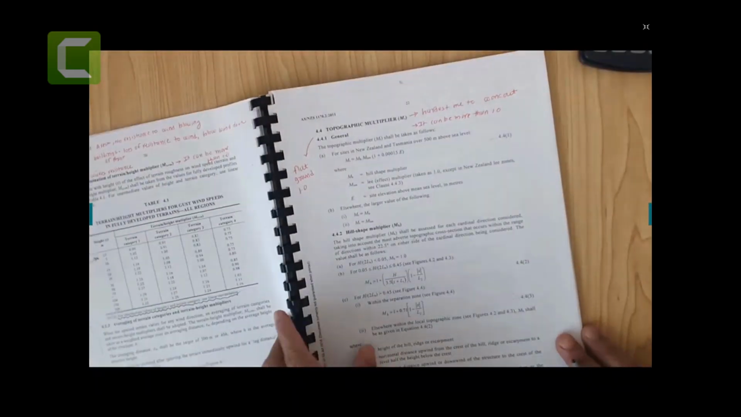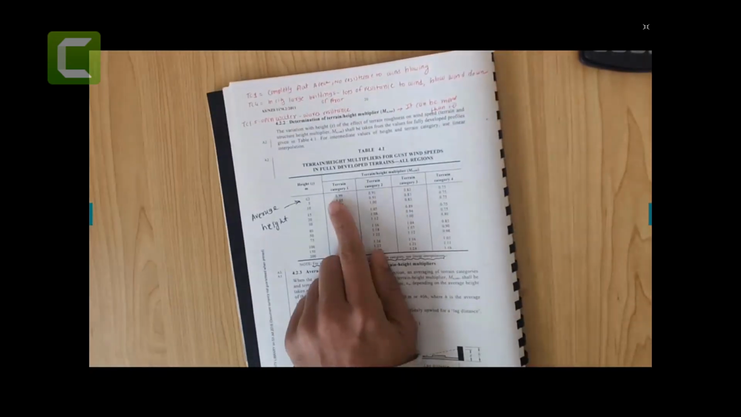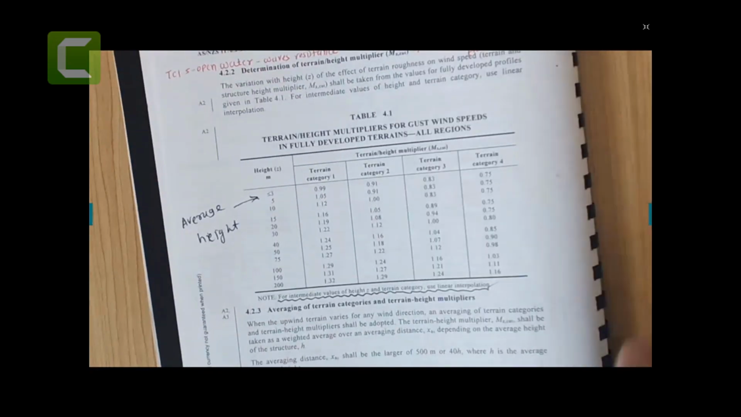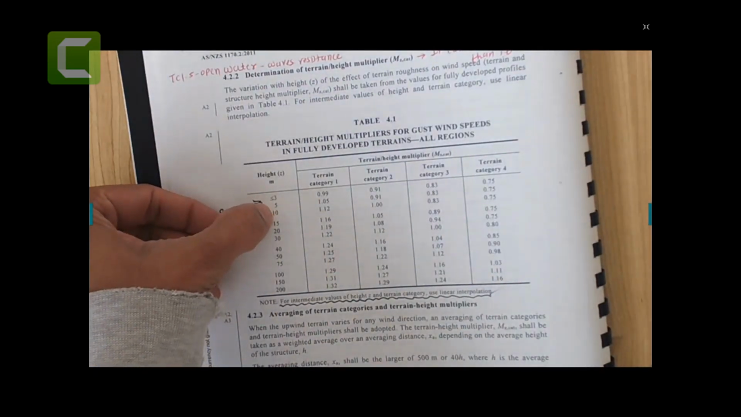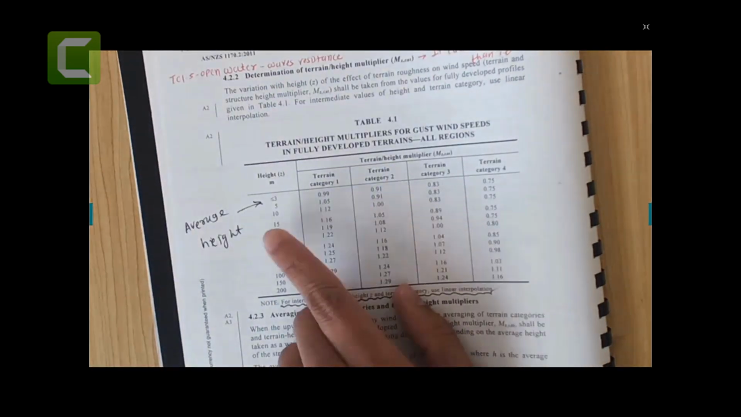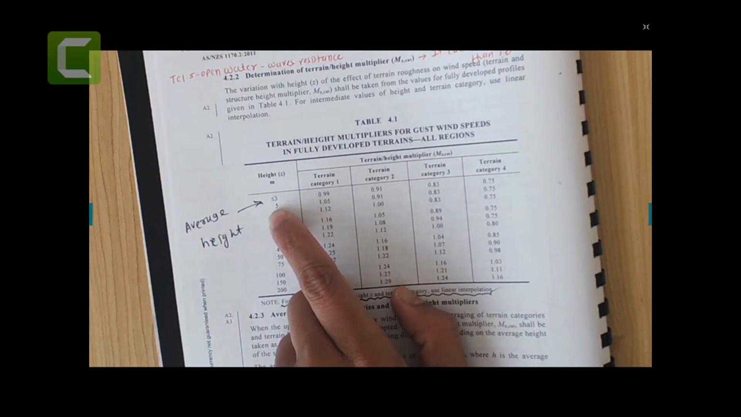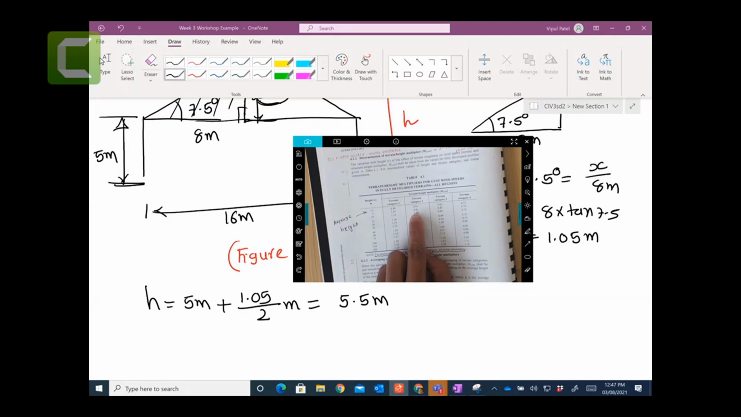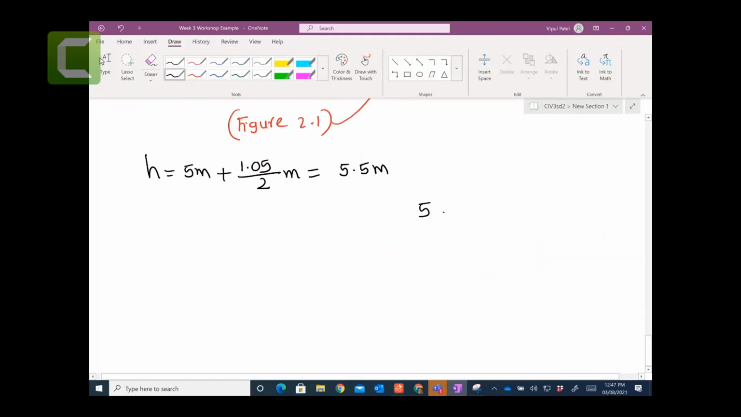Go back to this one here, Table 4.1. Let me zoom a bit so you can see it. 5.5 is sitting between 5 and 10. Unfortunately, 5.5 is not given. We have terrain category number 2, so we can do the interpolation. I will show you how to do the interpolation. So 5, 0.91, 10, 1. Okay, you remember that one? At 5 meters we have 0.91, and at 10 meters height we have 1, right? Now we need to calculate for 5.5 meters.